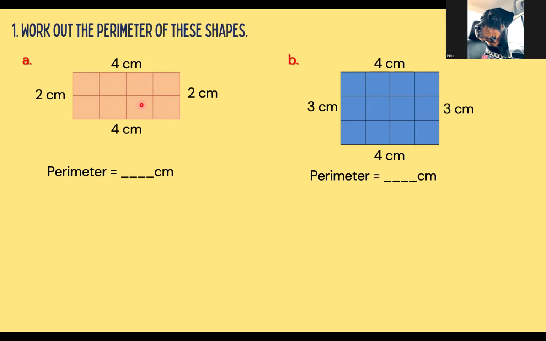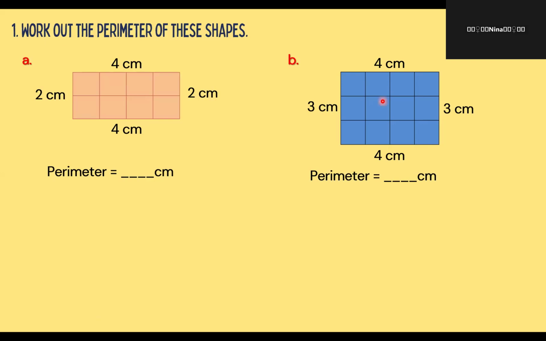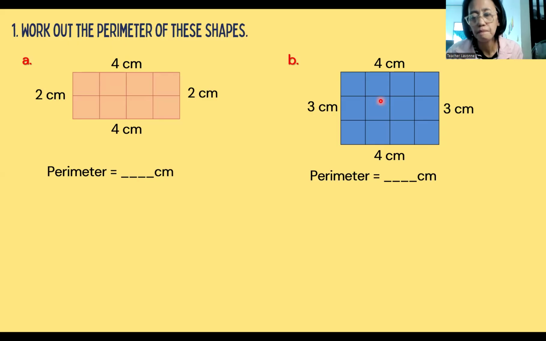Because at the bottom it is 4 cm and at the side it is 2 cm. Not the same. The sizes are not the same. Very good. How about letter B? Regular or irregular shape? Irregular. Okay, so when you say irregular, look at this. This one is 4. This one is 3. So not the same size. So that is an irregular shape.